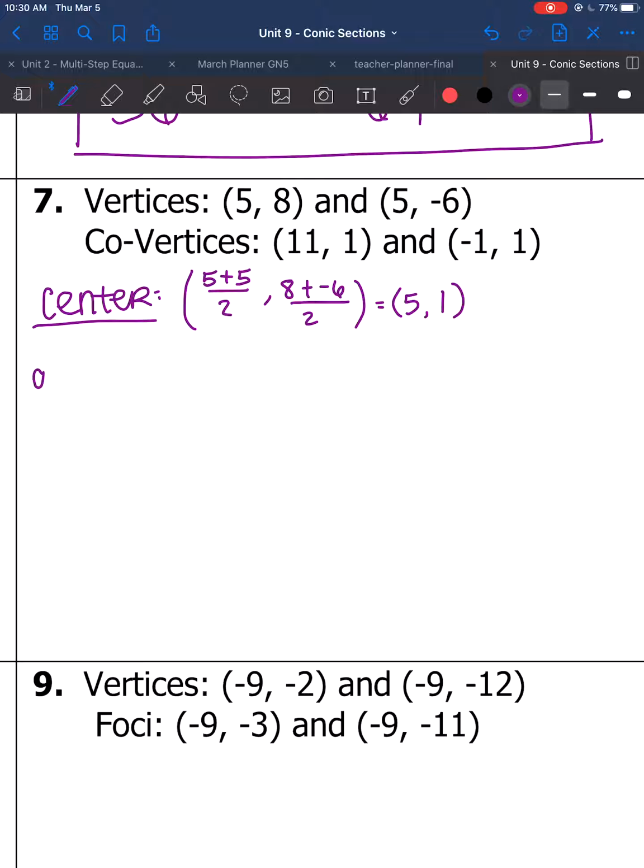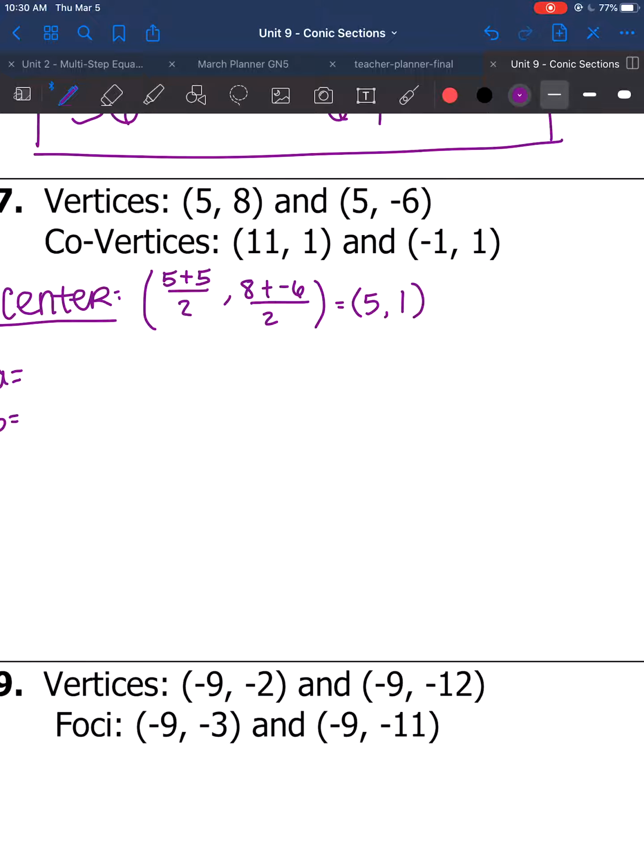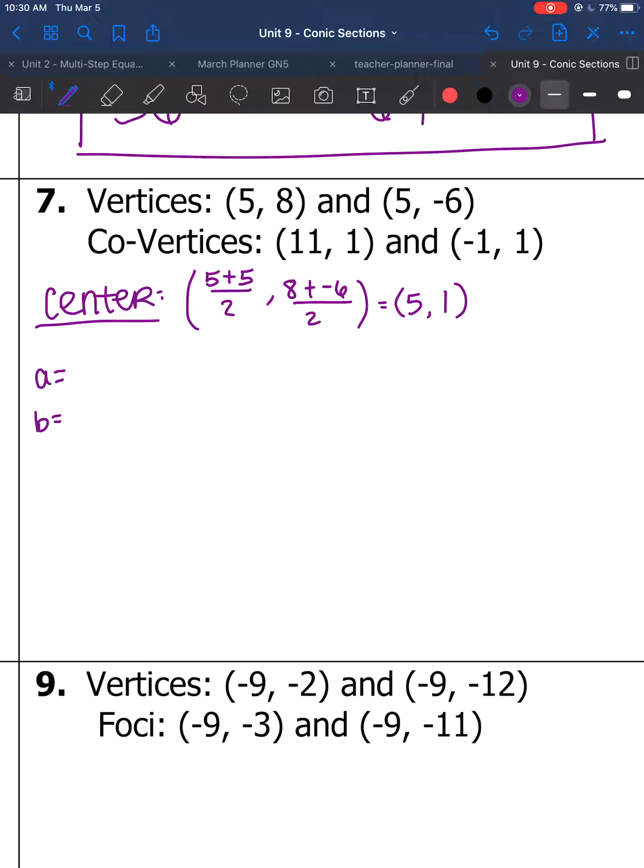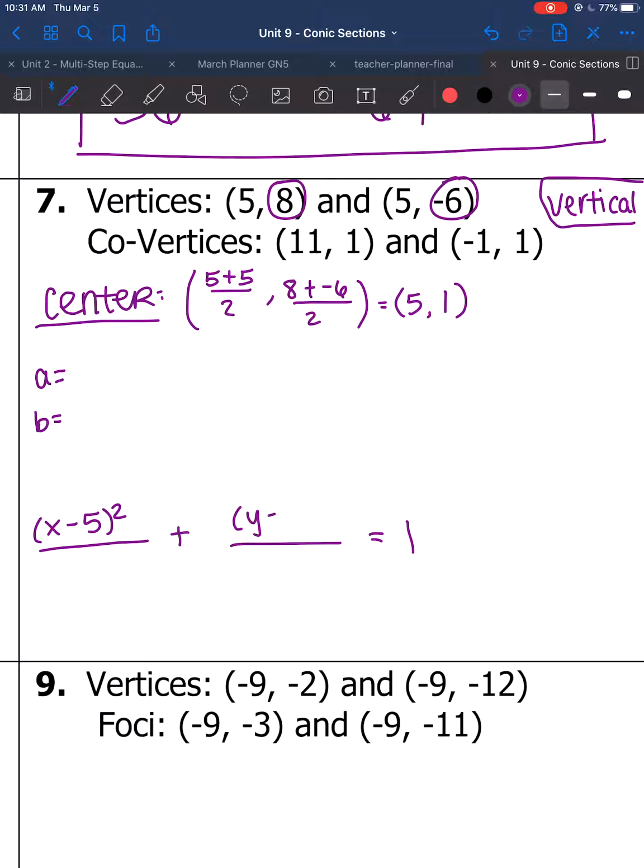I need to figure out what A is, and I need to figure out what B is. So vertices, well, it's a vertical one because if I'm looking at my vertices, the y's are what change, so it's vertical. So A is going to be under the y. We could go ahead and put this in as x minus 5 squared plus y minus 1 squared. And then between 1 and 8, there is 7, which gives me a squared is 49.